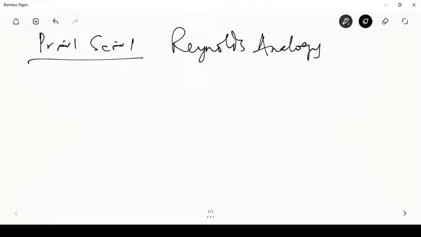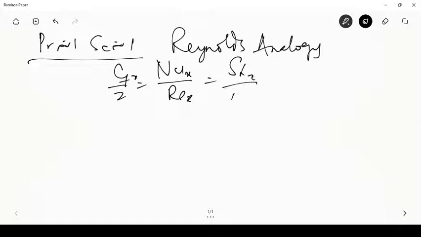In which we said Cf by 2 is equal to Nu x by Rex. This is Cf x by 2, and that is equal to Sh x by Rex. This is basically what we wrote. Now, this is when the Prandtl number and Schmidt number are 1.